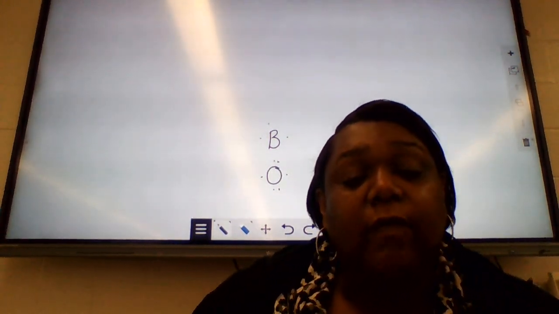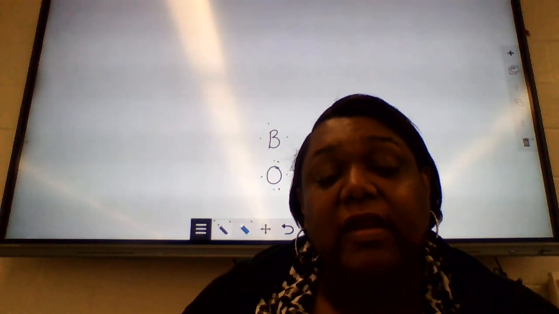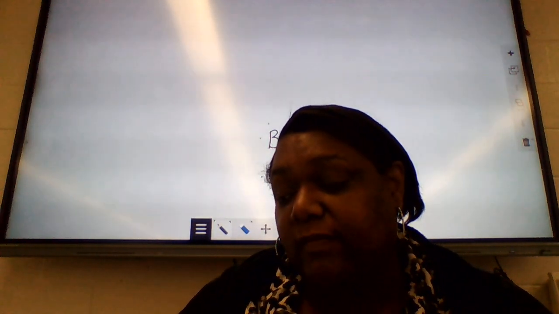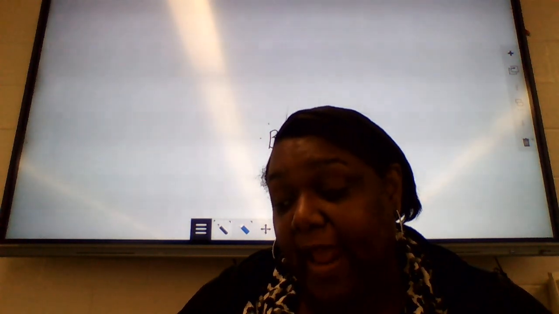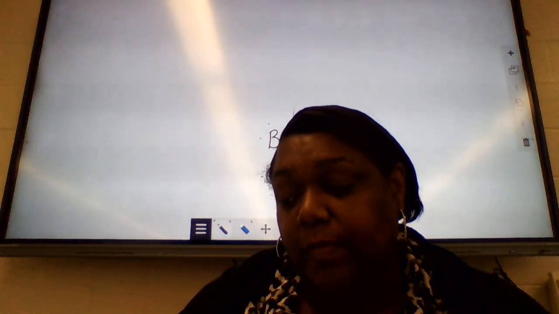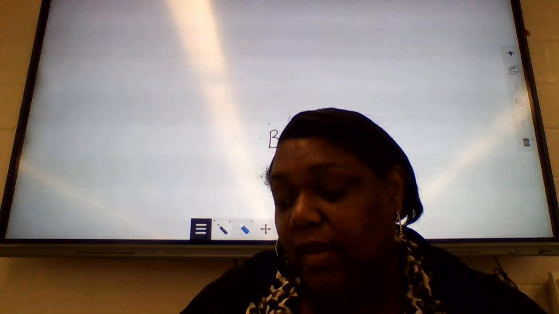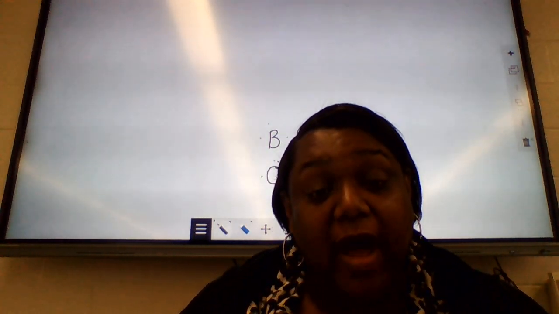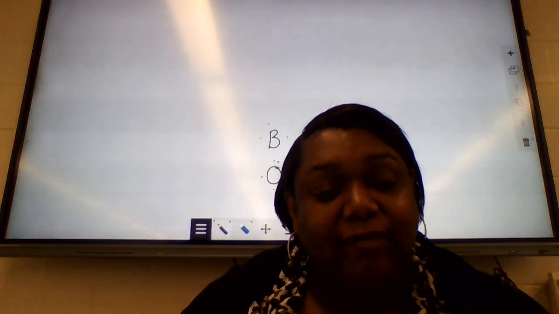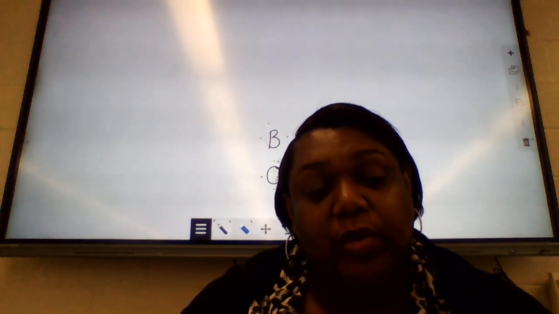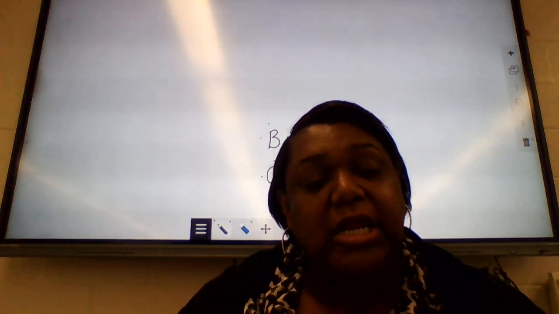Now, when we move on in the chapter, the next thing it talks about is the octet rule. And what that rule says is that an atom has maximum stability when it's surrounded by 8 valence electrons, with the exception of hydrogen, which can only have 2. So remember, those elements on row 1, they can only have 2 electrons. So we're talking about hydrogen and helium.